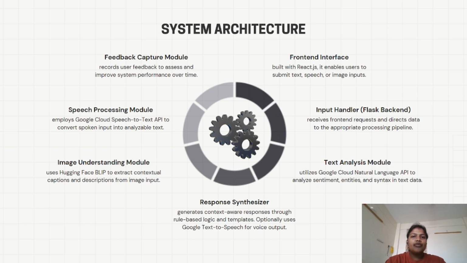Next is the image understanding module, powered by the Hugging Face BLIP model. This component generates contextual captions from the images. It processes JPEG or PNG files in less than 3 seconds using GPU acceleration.